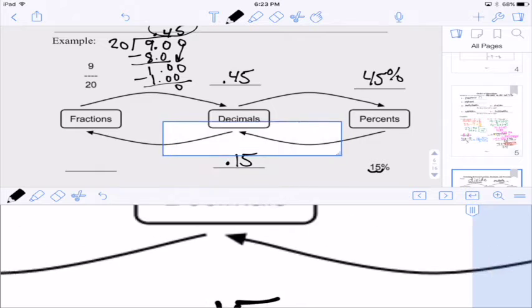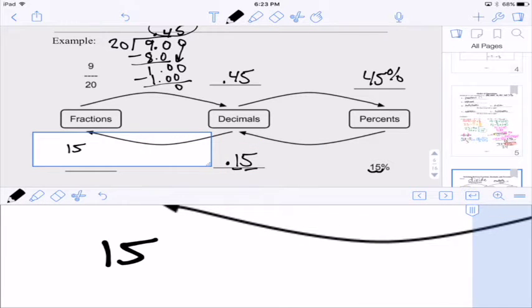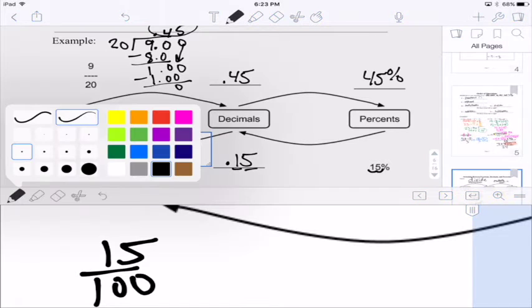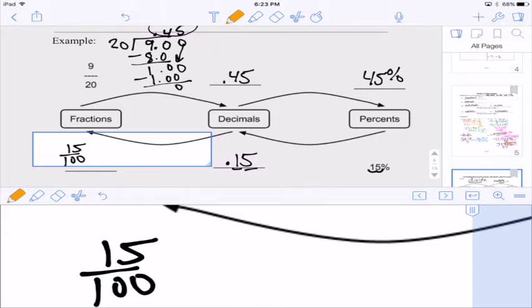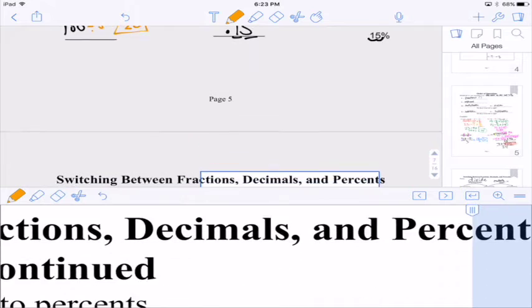To take that and make it into a fraction, well, we have 15. This is the tens place. This is the hundredths place. So what we need to do is we need to take 15 over 100. This is okay, but remember we like to simplify our fractions, so we want to divide both of them by the greatest common divisor, which is 5. We can simplify this by saying 3 over 20. There's our fraction.